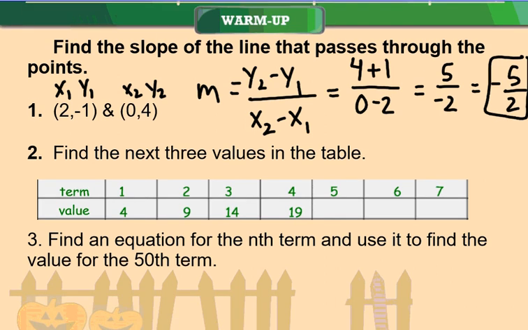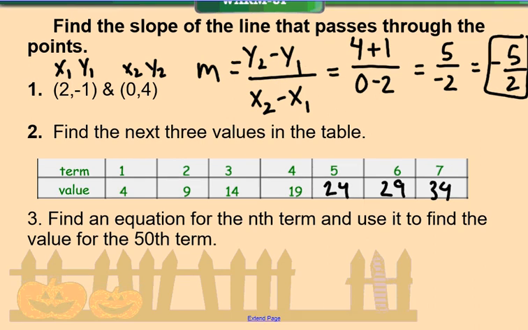Question number 2, you should have picked out that the pattern is add 5, so the next 3 values would be 24, 29, and 34. And then can you write an equation for the nth term and use it to find the value for the 50th term? Well, this is actually Bruin point slope form. You can think about it by saying maybe the value is equal to, let's pick one. It doesn't matter, we could pick any of these. Let's use 3 and 14.